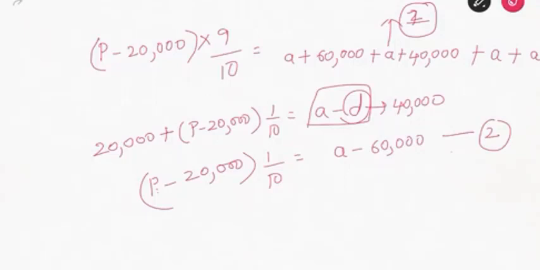we will get the a value and the p value. Simplifying these two equations is an easy thing. You can easily calculate it. Sorry, a value will be 1,20,000. Solve these two equations, you can easily get the answer, right?